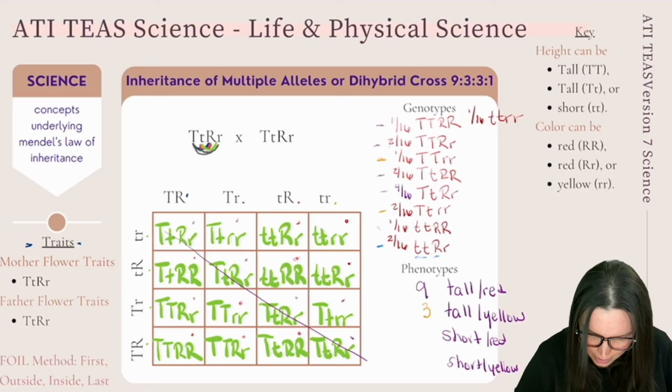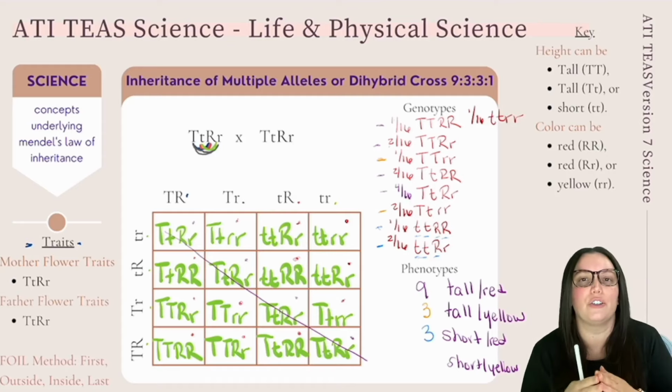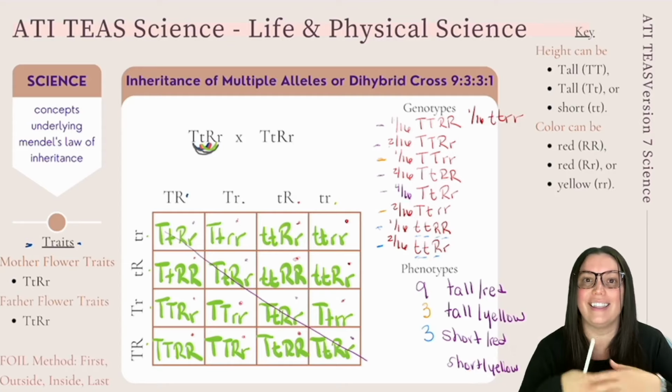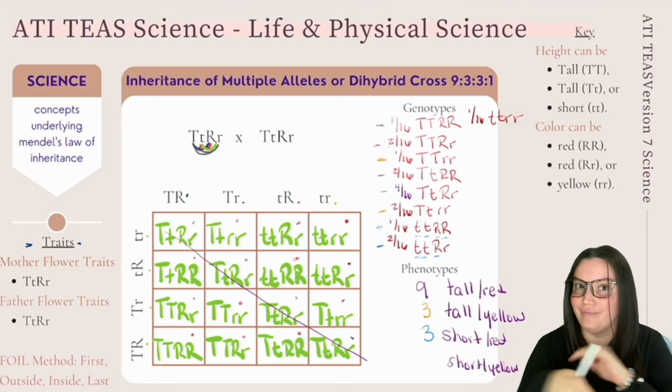And we have again right here, little t, and we got big R's. So that means we're going to have three flowers that are going to show the short and red phenotypes. And then lastly, we move on to the very last one, which is short and yellow. That means they both have recessive genes. That's it, recessive traits.